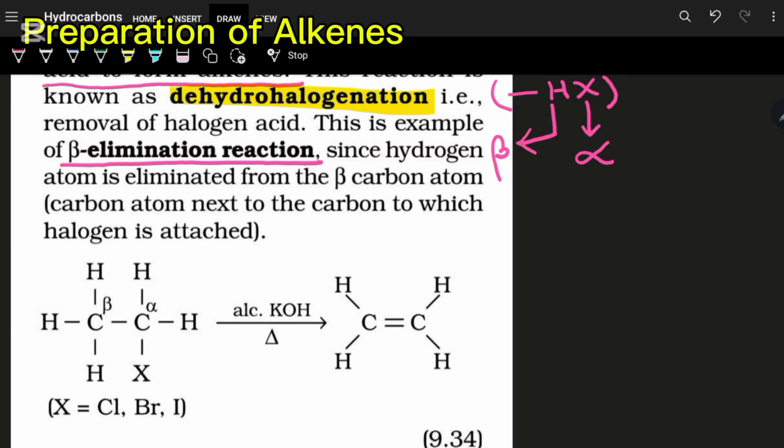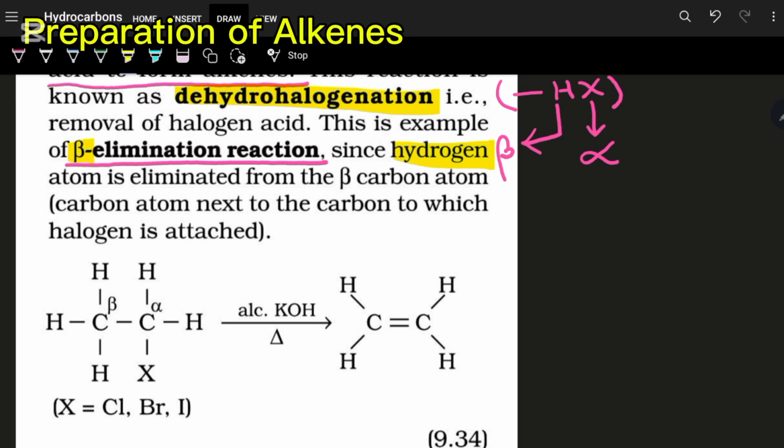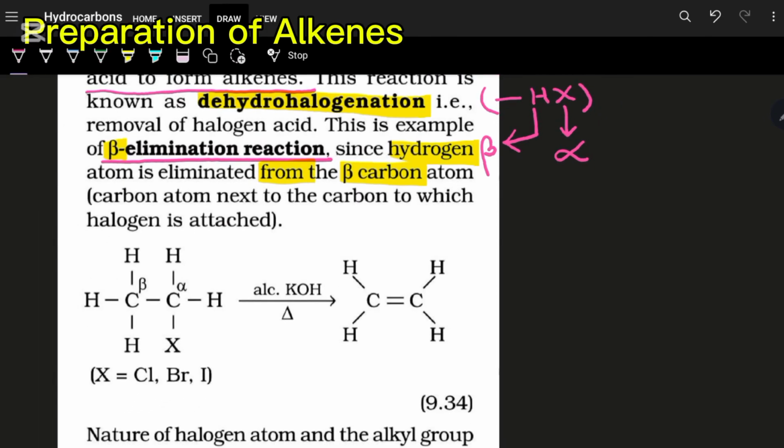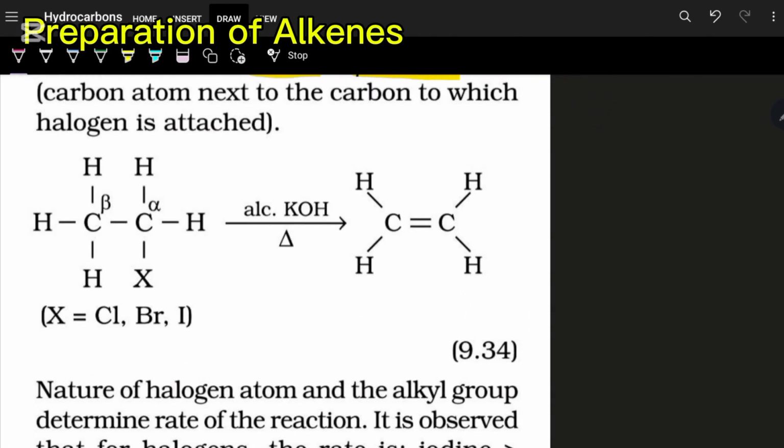Why is it known as beta elimination? Because the hydrogen which is eliminated is from the beta carbon. Now, how do we know what a beta carbon is? The carbon to which the functional group is attached is the alpha carbon; in alkyl halide, X is the functional group. Adjacent to it is the beta carbon.